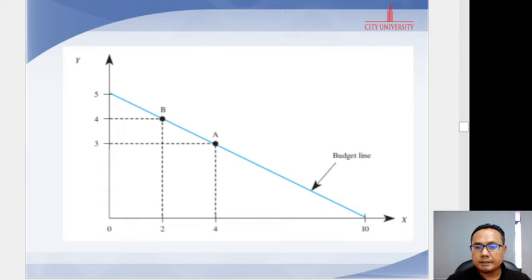So consider that the figure represents a budget line for a consumer who has, let's say, $10 in income and faces a price of $1 for good X and a price of $2 for good Y. If we substitute these values of Px, Py and M into the formula for the budget line, we observe that the vertical intercept of the budget line, that means the maximum amount of good Y that is affordable, is M by Py.